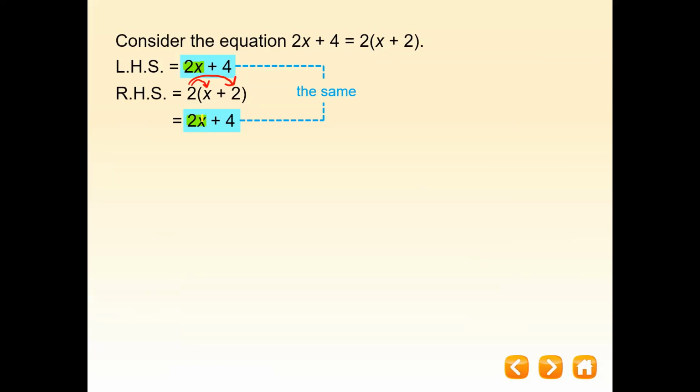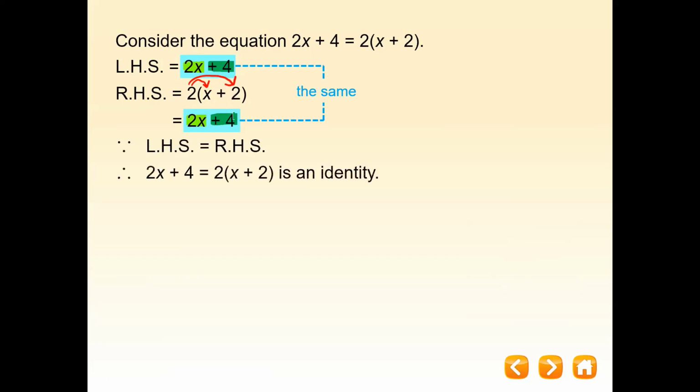For terms of x, in constant terms. Because left-hand side equals to right-hand side, therefore 2x plus 4 equals to 2 times bracket x plus 2 is an identity.